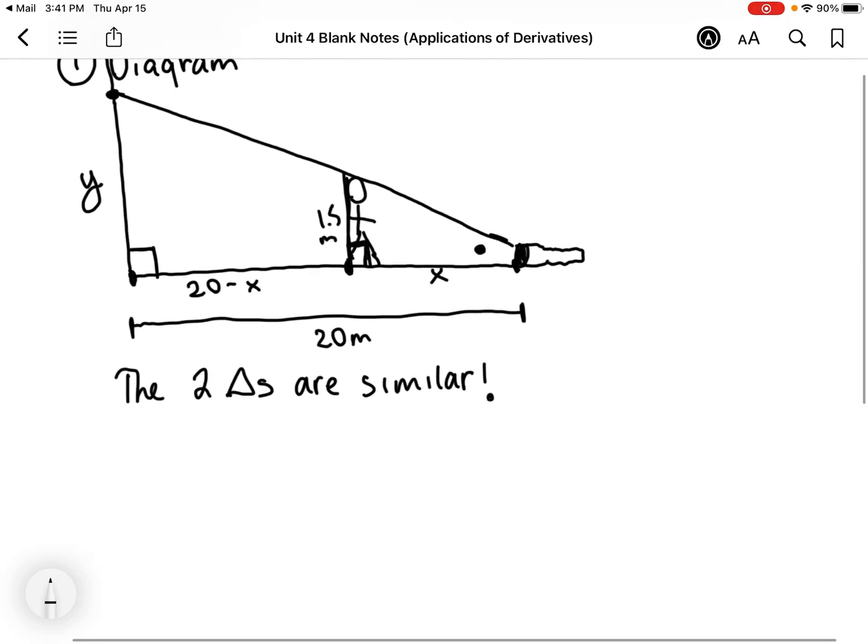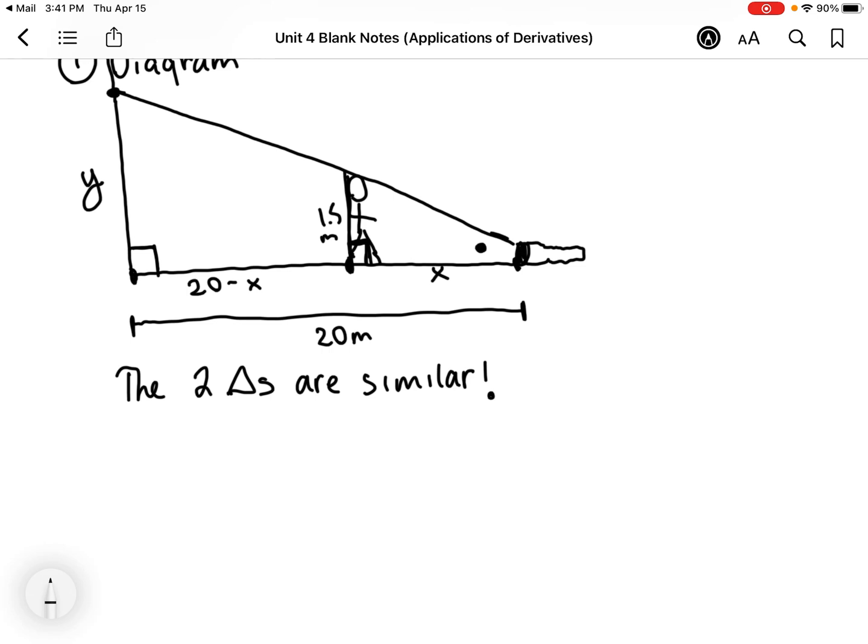So if I compare, let's say I'm comparing the height to the base of the big triangle. Height is Y. The base is 20. That has to equal the height of the small triangle, which is 1.5, over the base of the small triangle, which is X. Okay, now I've got an equation that relates X and Y.